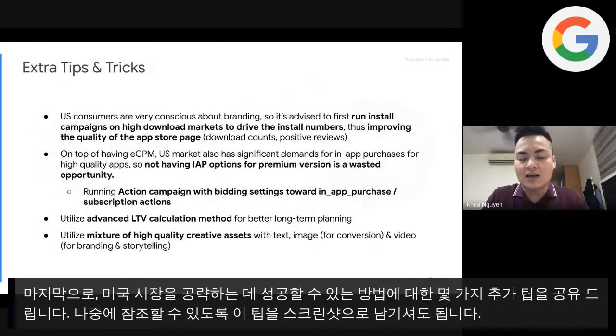Now, let's end it off with some extra tips and tricks that you can feel free to take a screenshot of. There are a few bullet points that I will not list them all out.